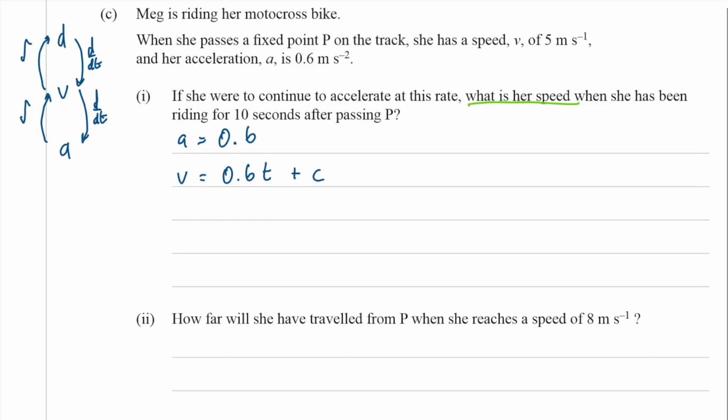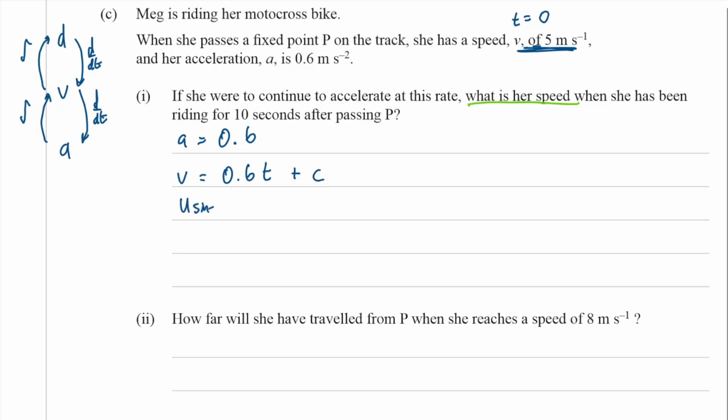So let's reread the question. I see she has a speed of 5 meters per second. And what time would that be? So the question asks what her speed is 10 seconds after passing P. So it would make sense when she's at point P for us to start the timer, right? Time is 0.